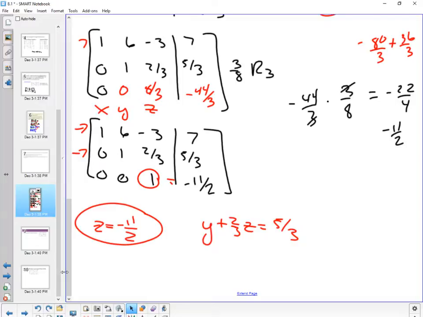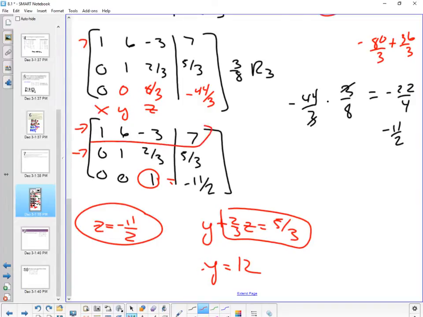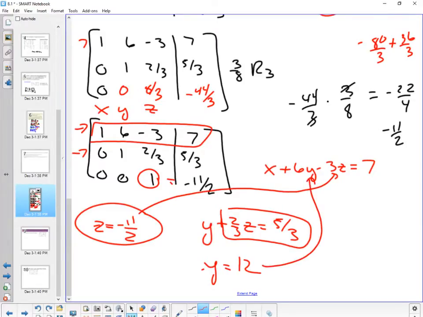No, because, well, remember how we took this and we plugged it into here? Once you get y, let's say y equals, I don't know, 12 for some reason. I have z and I have y, so now I have a new equation up here which says x plus 6y minus 3z is equal to 7. I would plug in z and I would plug in y, and that would give me x. Make sense?